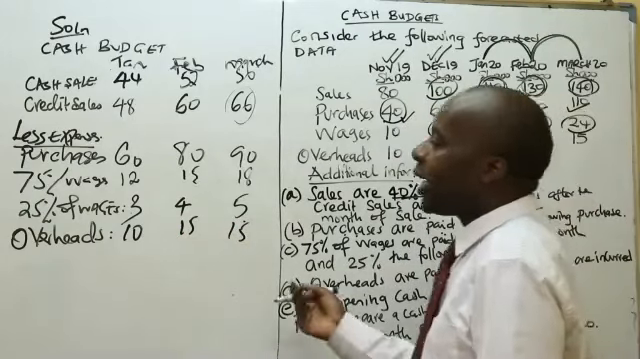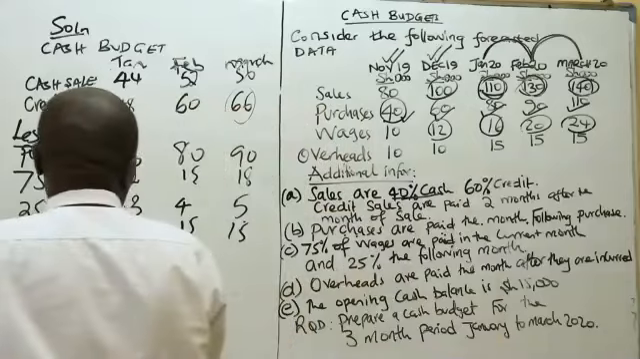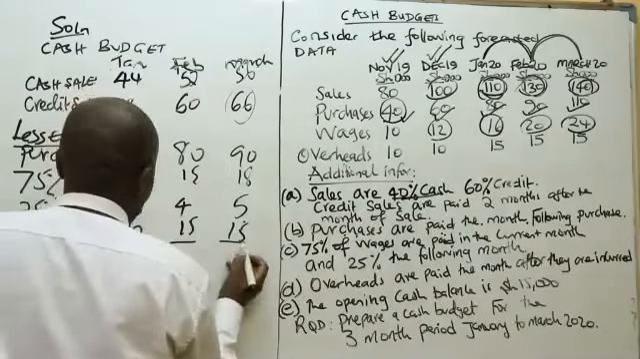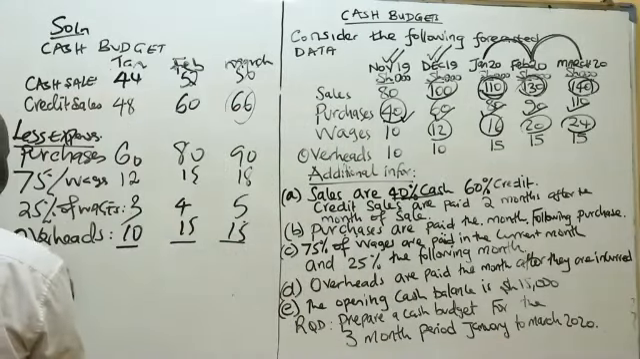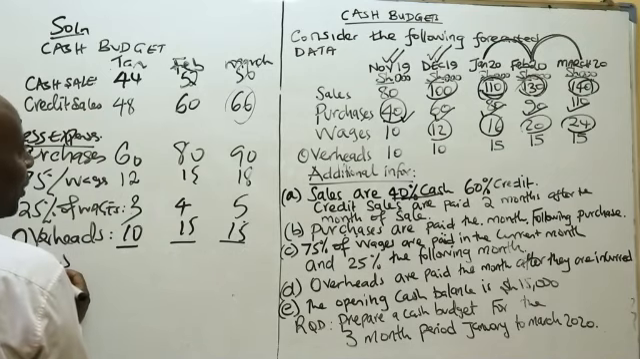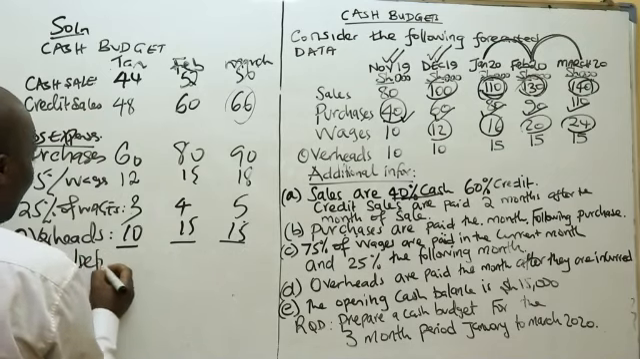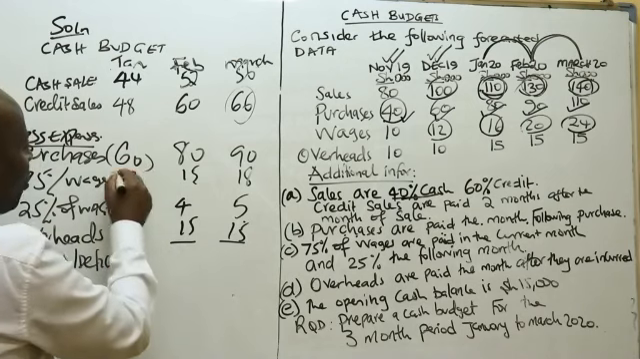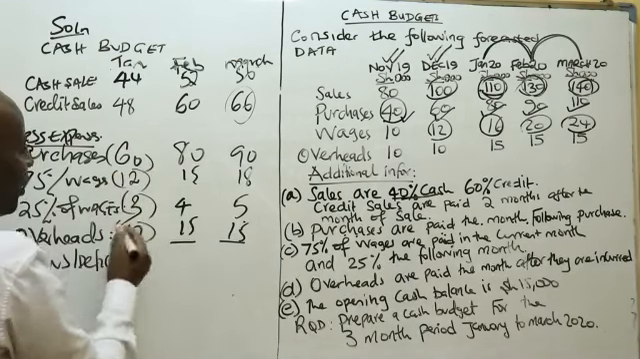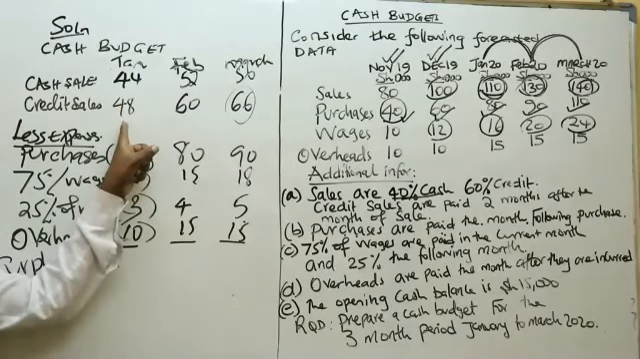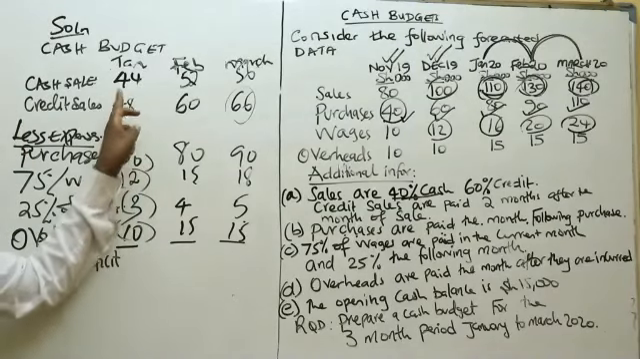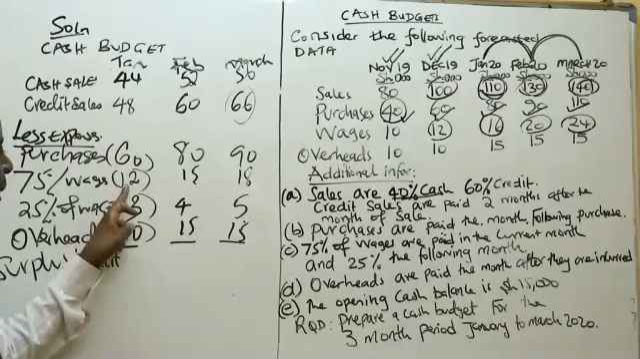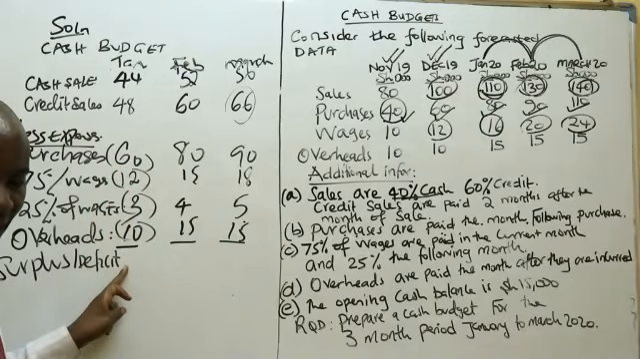So then could you kindly, ladies and gentlemen, give me the surplus or the deficit very fast. How do you do it? You will take the incomes, you subtract all these expenses. So we have 44 plus 48, minus 60, minus 12, minus 3, minus 10. Please give me the answer here.